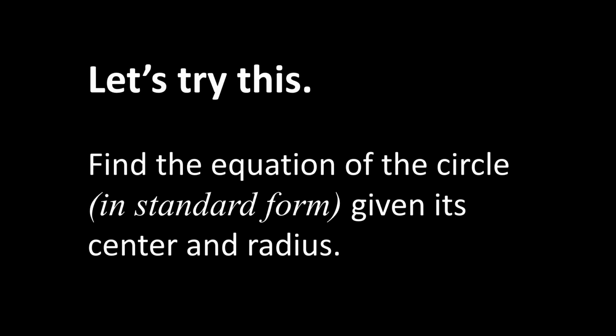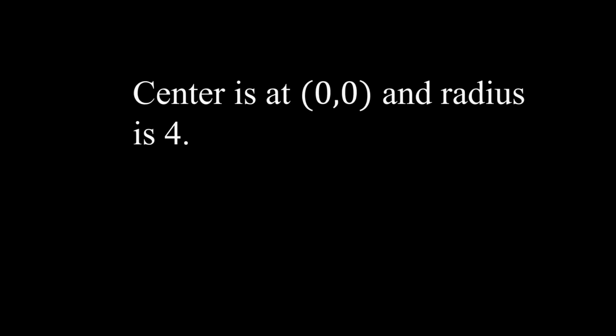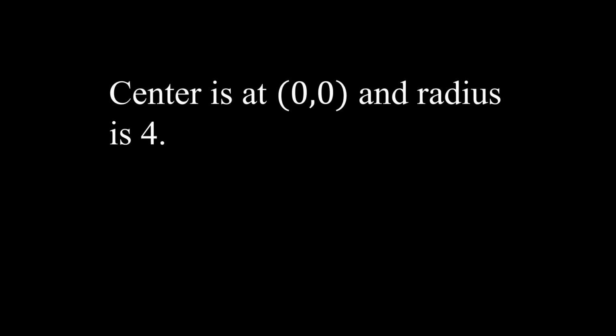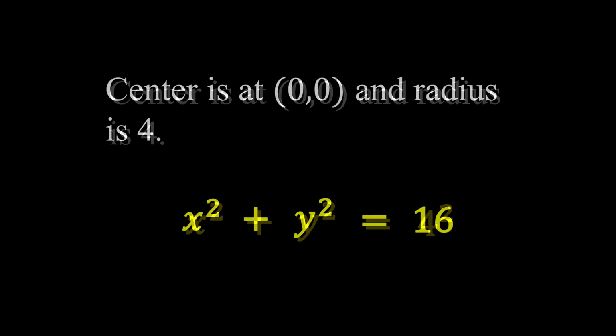Let's try this. Find the equation of the circle in standard form, given its center and radius. Center is at (0, 0), and the radius is 4. Since the center is at the origin, we have x squared plus y squared is equal to the given radius 4 squared. When we simplify 4 squared, that is 16. Therefore, we have x squared plus y squared is equal to 16.